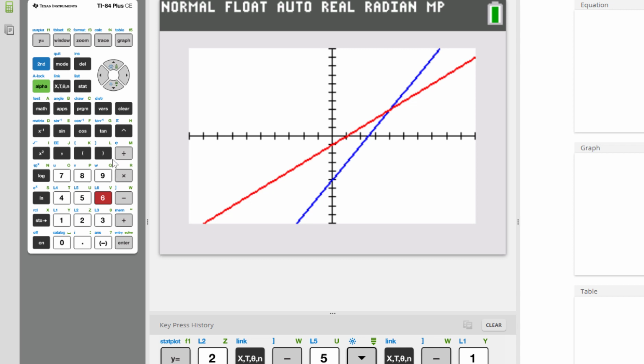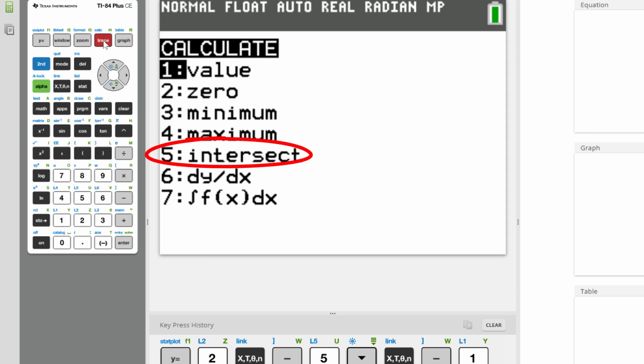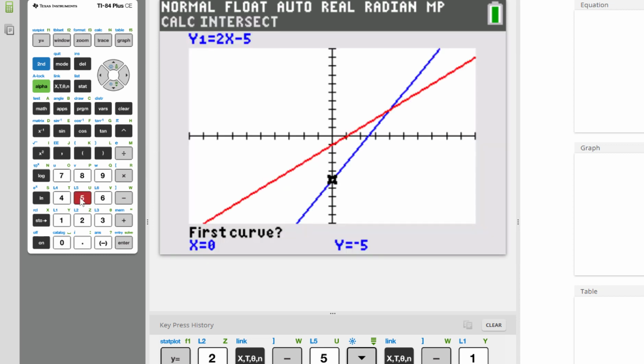I want the point of intersection between these two lines. So I'm going to press the second button and then I'm going to hit the trace button. And I want number 5 for intersect, so I'm going to press 5. First curve, I'm on that line, so yes, enter. Second curve, I'm on the other line, enter. Guess. And then it should give you the intersection after you've pressed enter 3 times. X equals 4, Y equals 3, and that's exactly what we were able to get before when we graphed our 2 lines and found that point of intersection.